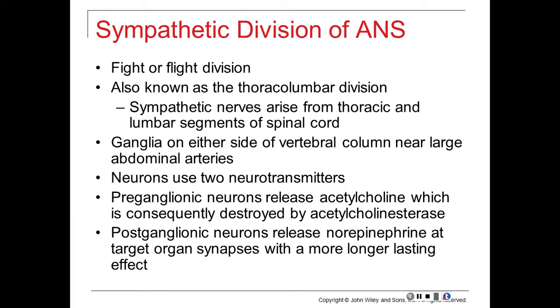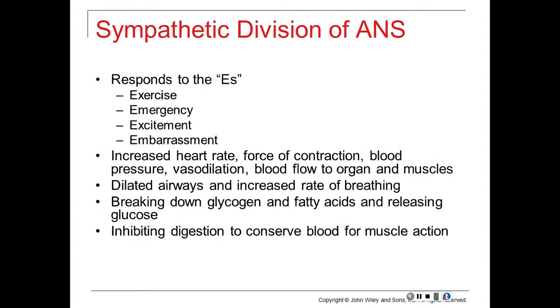The neurons are using two different neurotransmitters. They could use acetylcholine. They could also use norepinephrine. Preganglionic fibers are going to release acetylcholine, and then postganglionic fibers will release the norepinephrine. That norepinephrine is going to have a longer lasting effect, which is why sometimes after you were very excited or nervous about something, you just can't shake that feeling. That's because the norepinephrine is remaining in your blood.